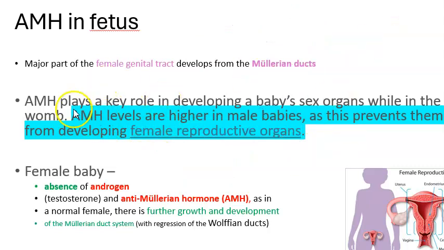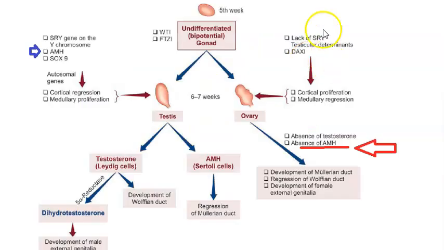Understood, no? So AMH plays a key role in developing a baby's sex organs while in the womb. AMH levels are higher in male babies. That's why I have highlighted this in blue. Whom is it higher in? It is higher in male babies, as this prevents them from developing female reproductive organs. So from the Mullerian duct system, the female genital tract. See, it's not the reproductive system. They're talking about the genital tract. The external genitalia kind of thing, you can remember. Okay. Look at this here.